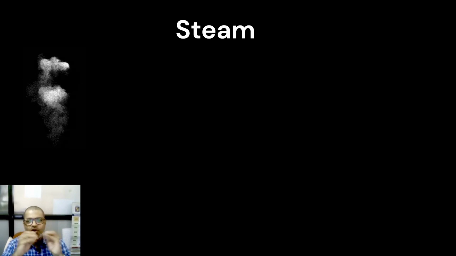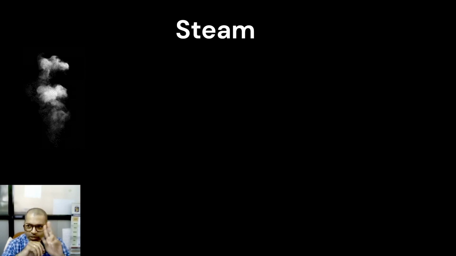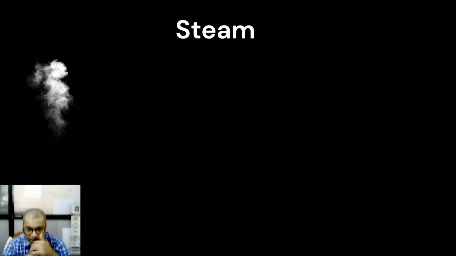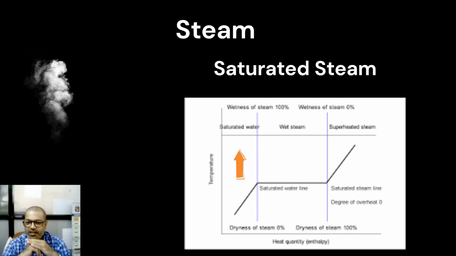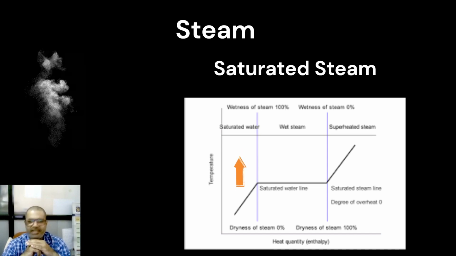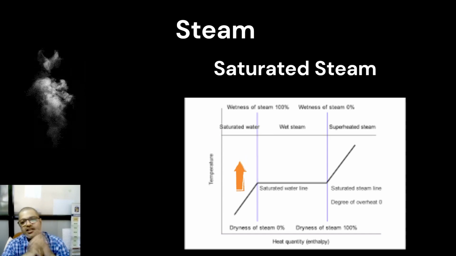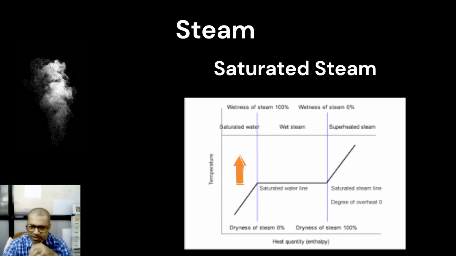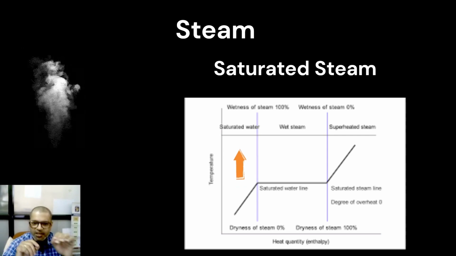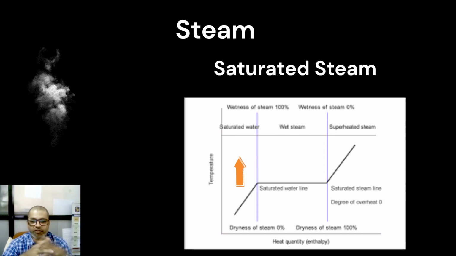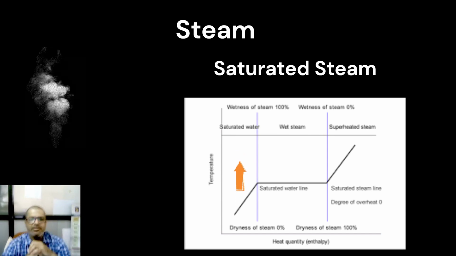Now, let's talk about steam and very specifically two types of steam. The first one is called saturated steam. When the water boils, the steam produced is initially in contact with liquid water. And this is what we call saturated steam. Saturated steam has a very specific relationship between its pressure and temperature. If you know one, you can determine the other by using steam tables.